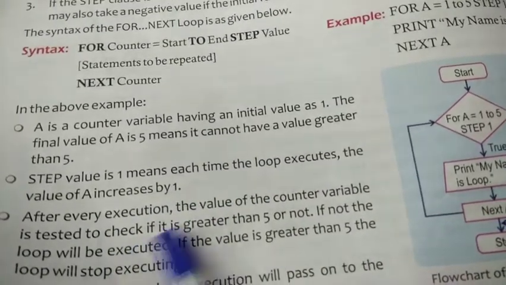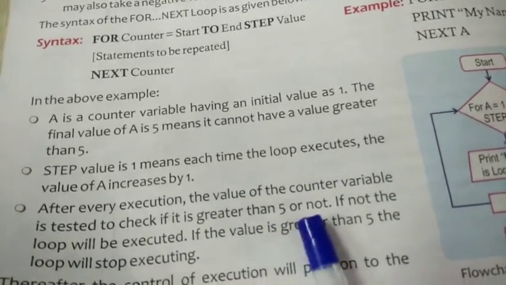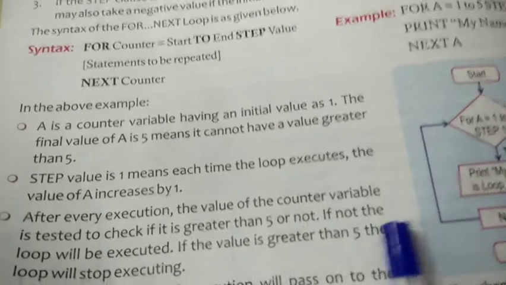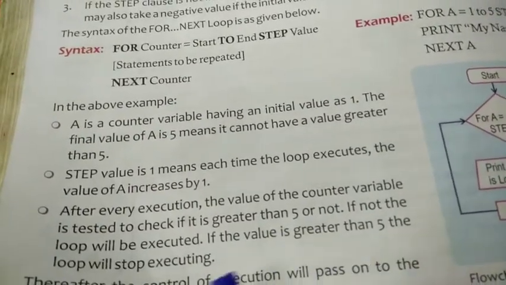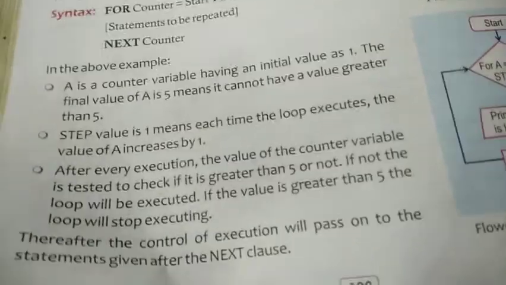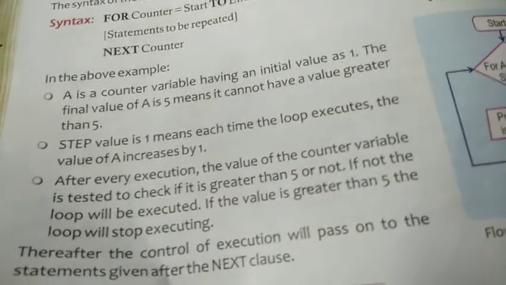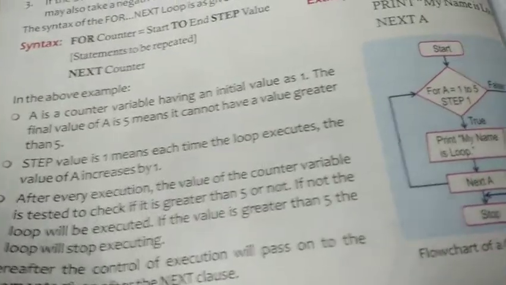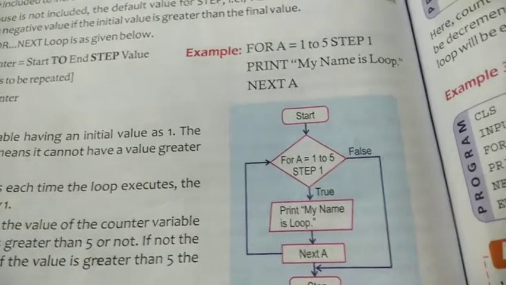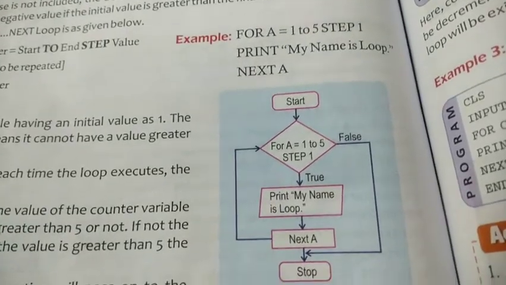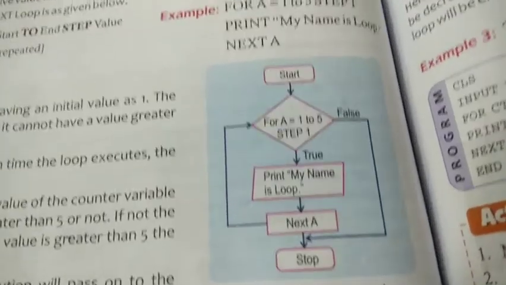Then after execution, the value of the counter variable is tested to check if it is greater than 5 or not. If not, the loop will be executed. If the value is greater than 5, the loop will stop executing. Thereafter, the control of execution will pass on to the statement given after the NEXT keyword. See students, the next example: FOR A = 1 TO 5 STEP 1, PRINT my name, NEXT A. Follow this flowchart for a FOR NEXT loop.